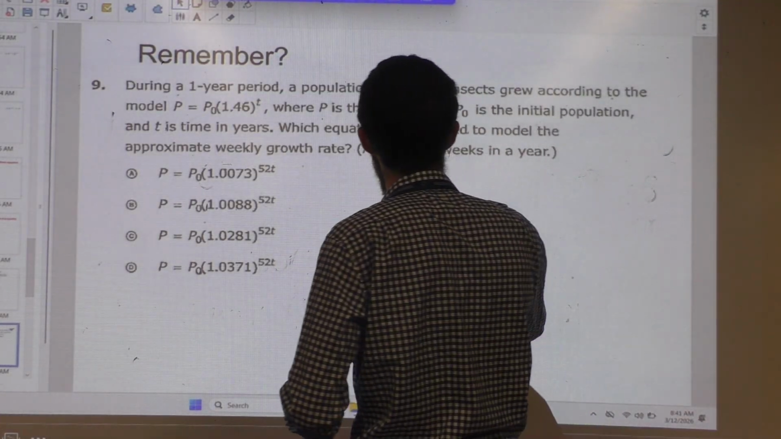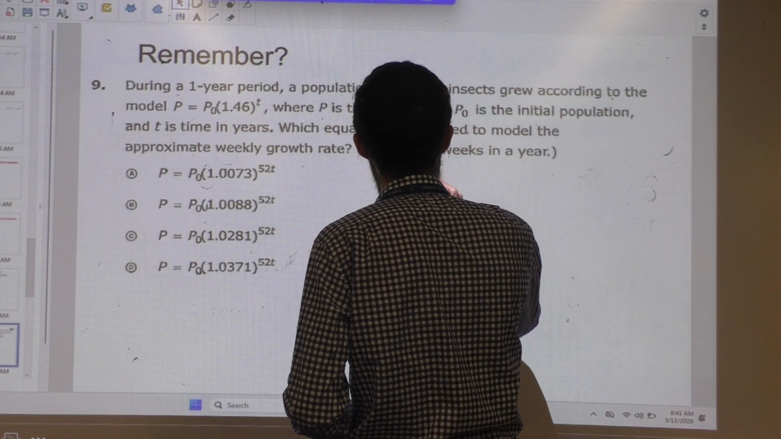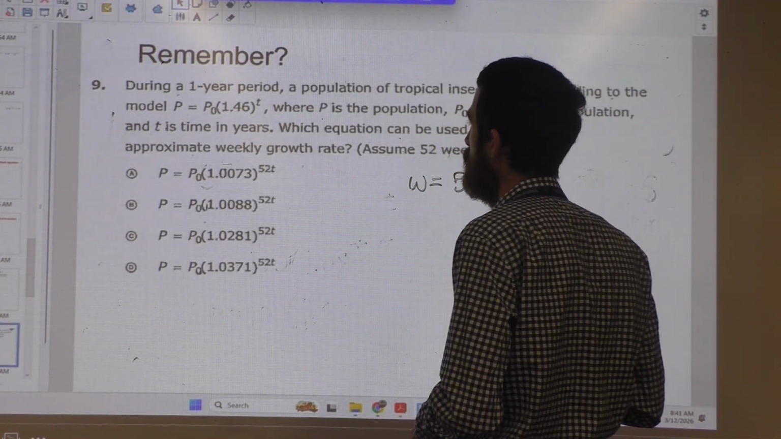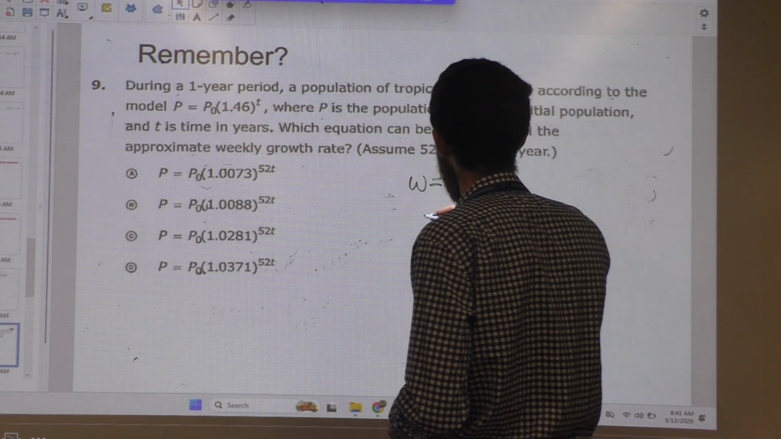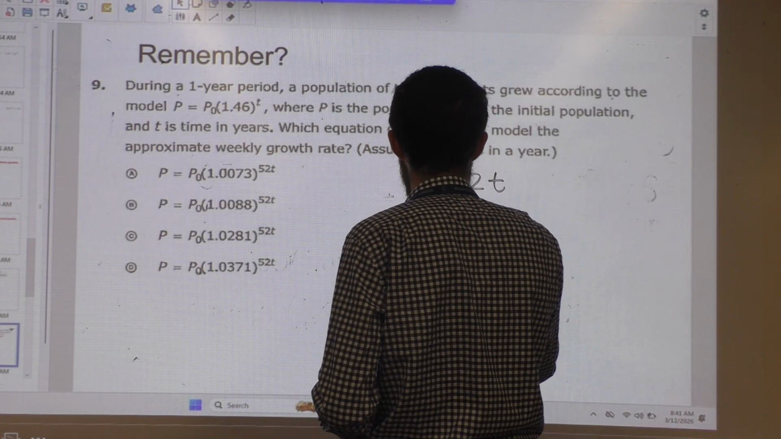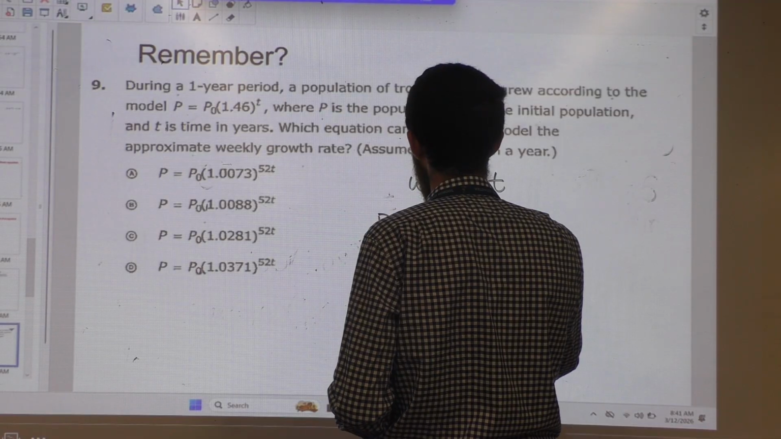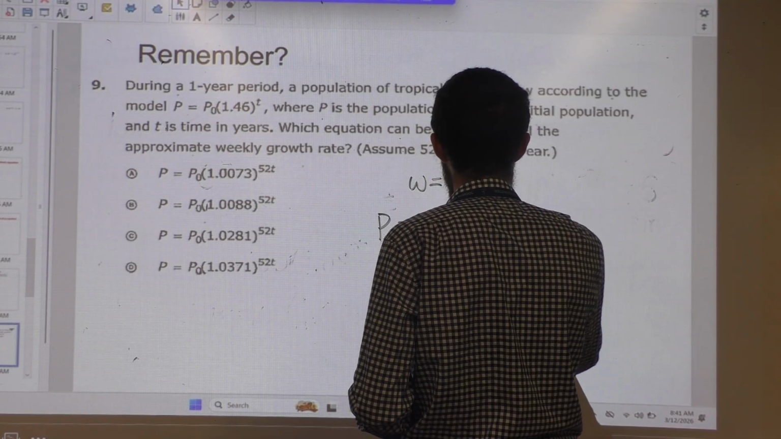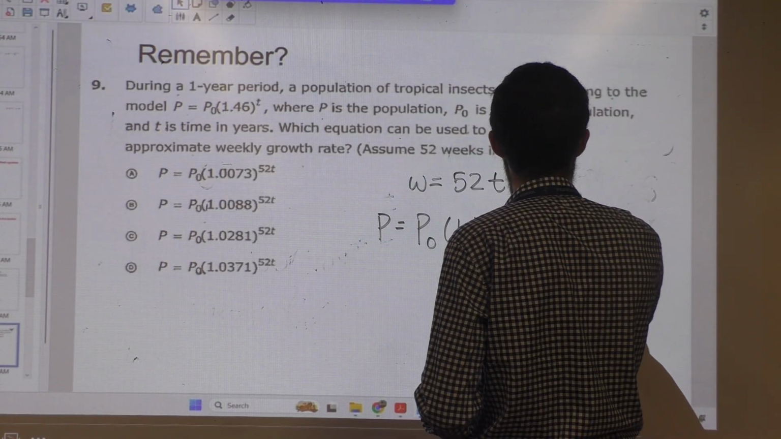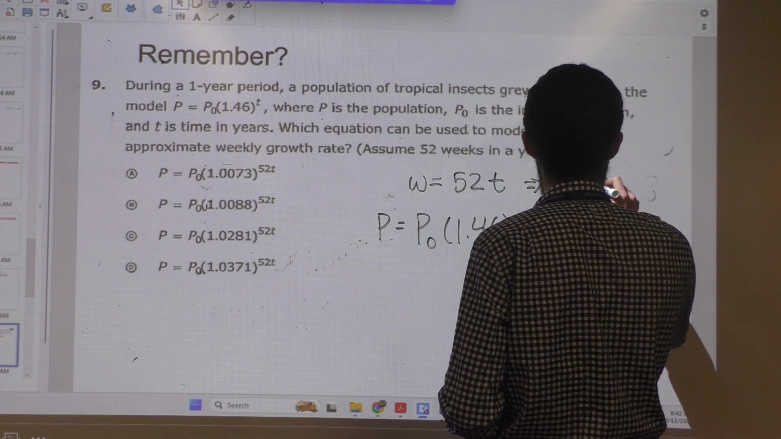Same strategy. The number of weeks is 52 times the number of years. And that would mean that P is equal to P0, 1.46 to the, well, T is equal to W over 52.